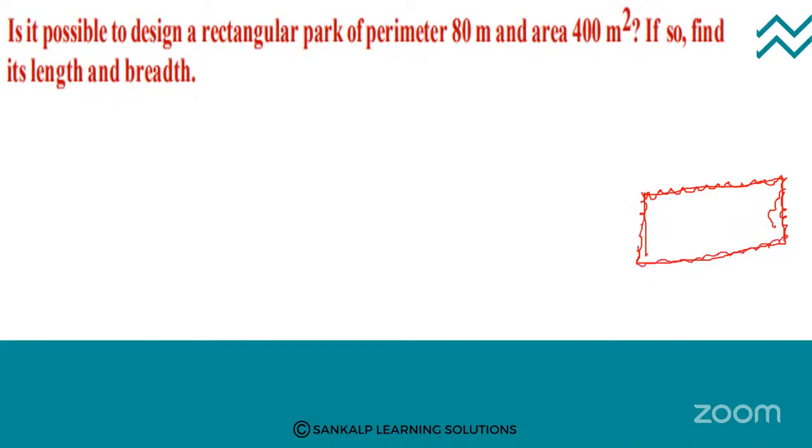So this outer part we call the perimeter of the rectangle, that is the perimeter of the rectangular park. That is 80 meter they have given. And area, area means what? Inside part, inside part of the garden. That is 400 meters square. If so, find its length and breadth.